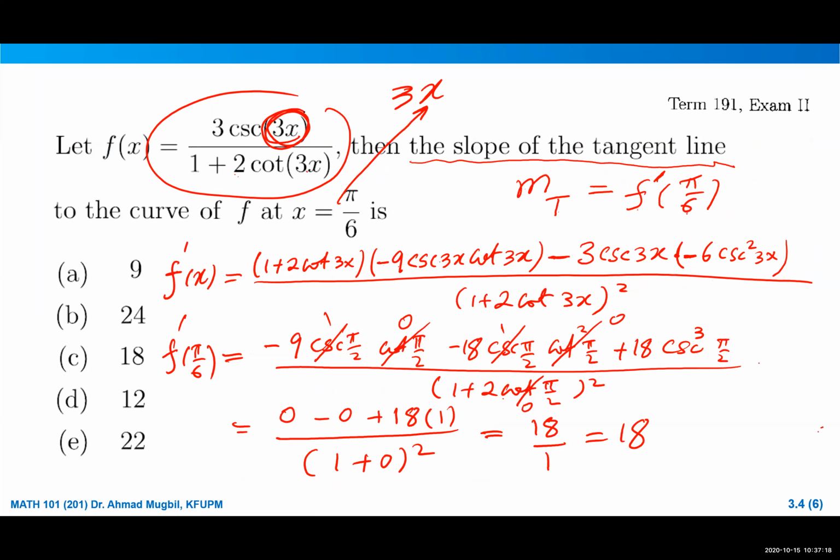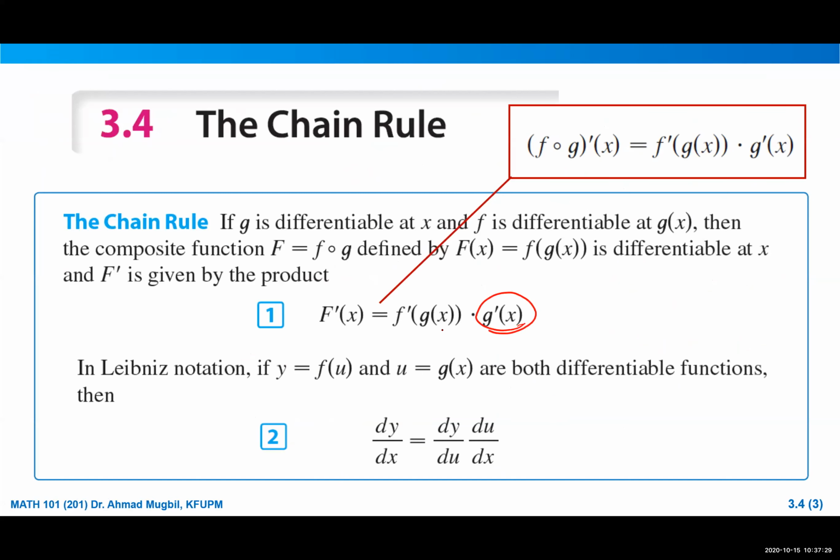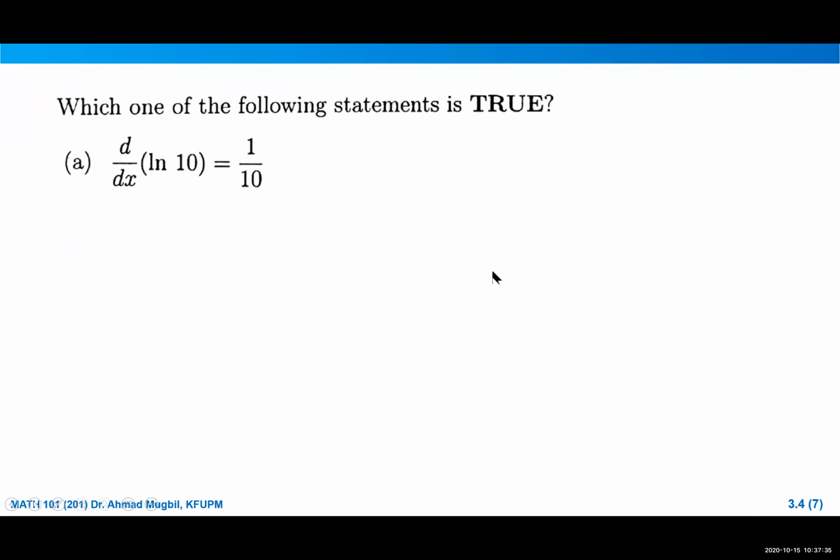Hello? It's 3. So you know from where we multiply by 3? By the chain rule. You need to revise 3.4, ya shabab. This is the chain rule. You need to multiply by the derivative of the inner function. Revise the examples that we had. Now also we will apply it here.